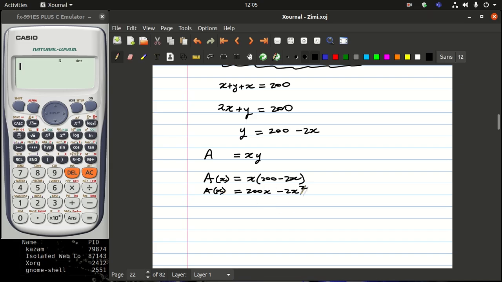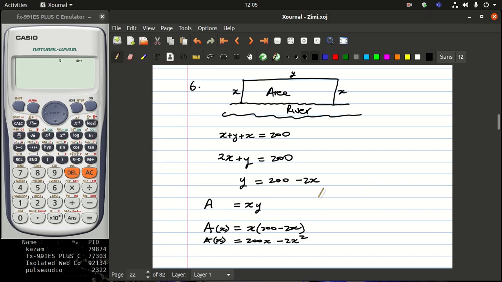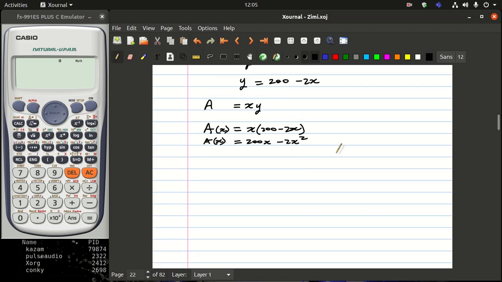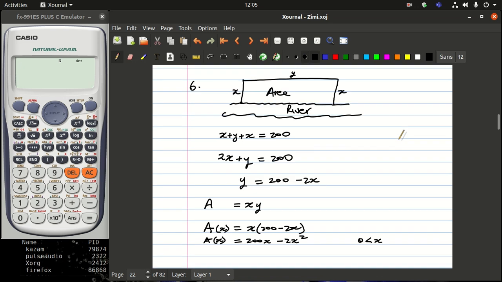And if you have an area function, you must have a domain. What can happen with x? Again, our x cannot be 0. We know that 0 must be less than x. And let's look at the upper bound here. If x was equal to 0, then we're going to have just a straight line. This is not a rectangle, because this is going to be 0, and then we'll end up having only y, and y is going to be the whole fence, so we cannot have that.